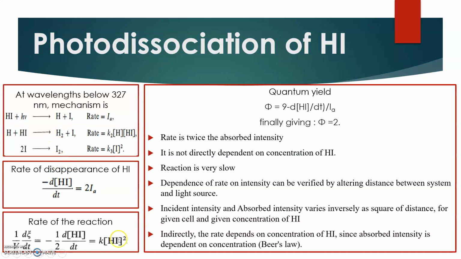From reaction kinetics applying the steady state approximation, the rate of disappearance of hydrogen iodide is actually 2 multiplied by the intensity of light absorbed and does not depend on concentration of hydrogen iodide directly. But since according to Beer's law, the intensity absorbed depends on concentration, so there is an indirect dependence of rate on concentration of hydrogen iodide. The quantum yield for such a reaction is 2.